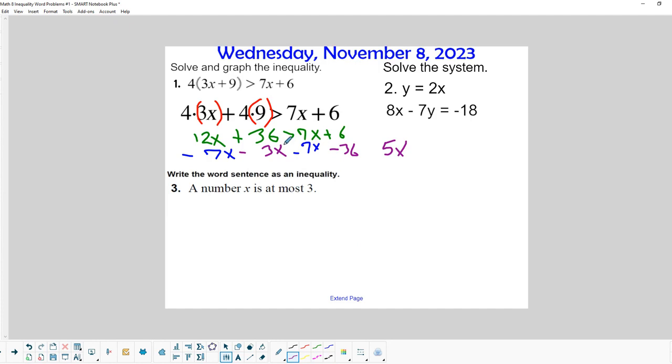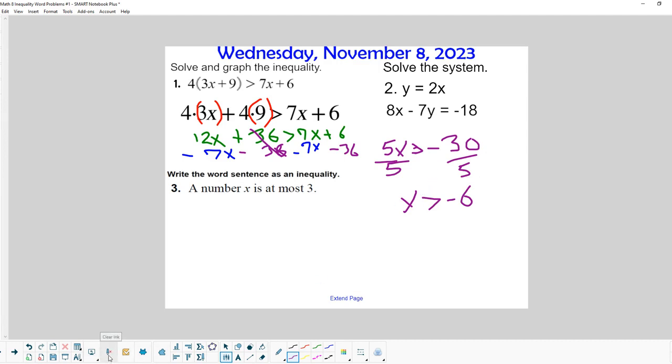Now I made it look like we have a minus 36 on that side. So we subtract the 36 off of both sides, and 6 minus 36 is negative 30. Then when I divide both sides by 5, I get x is greater than negative 6. The arrow did not have to change direction because we didn't divide by a negative.